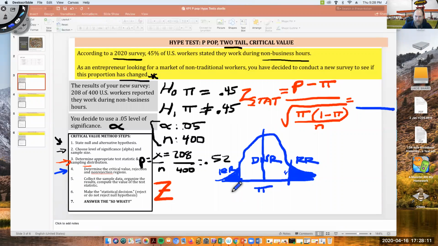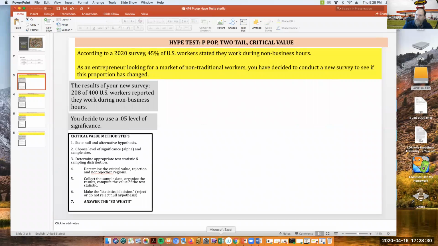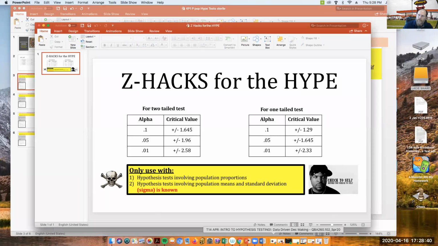Now, how do we determine these critical values? That hash mark that helps us define the rejection region both here and here. Well, like many good things, we have a hack for that. So I'm going to get out of here and I'm going to go to my Z hacks for the hype. This is another slide that's on your canvas tonight under the section tools to collect and organize. So we're going to pull out our hack table. Notice how it says Z hacks because we're not going to use this with T distribution problems.